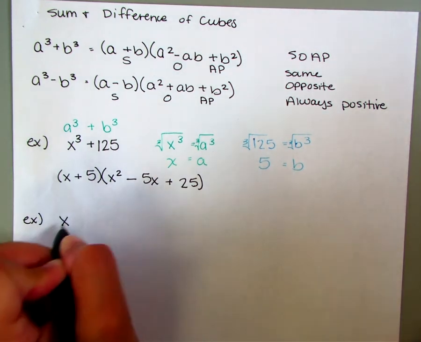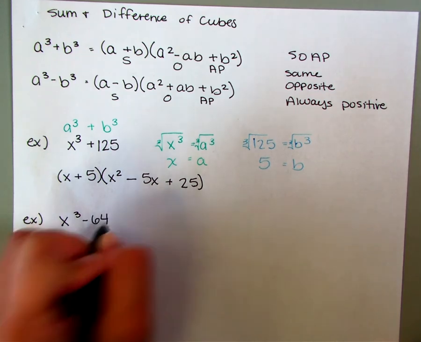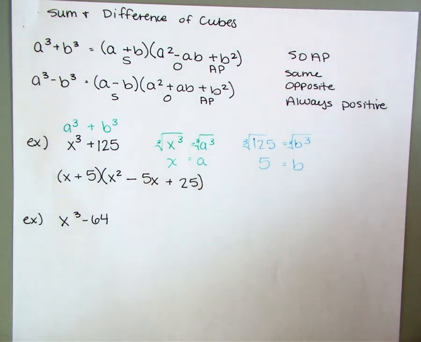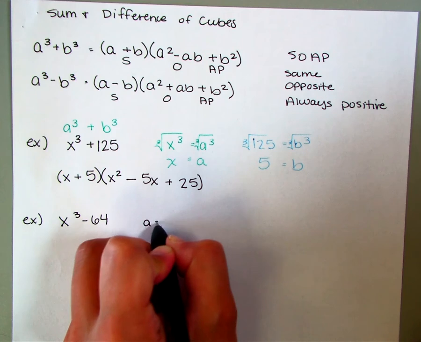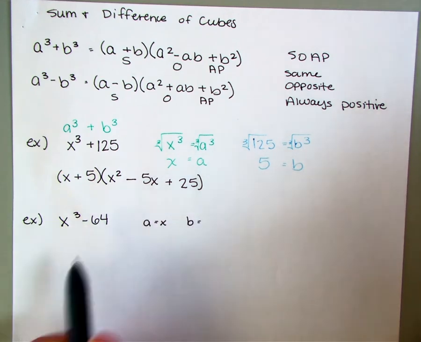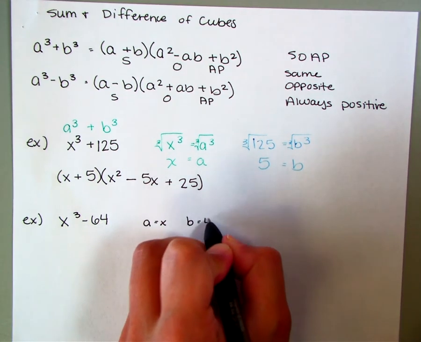We'll look at one with subtraction, and then we'll get a little more complicated. So let's do x cubed minus 64. Over on the opposite side, here we've still got a is x, and b, if we take the cube root of 64, is 4.